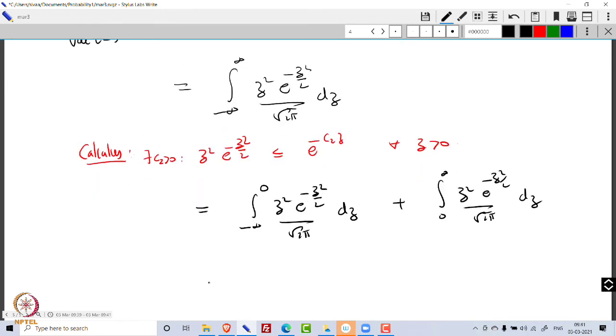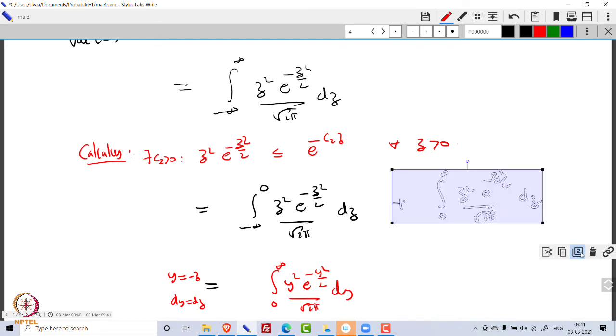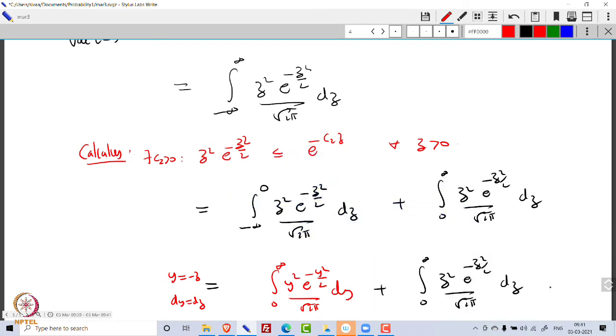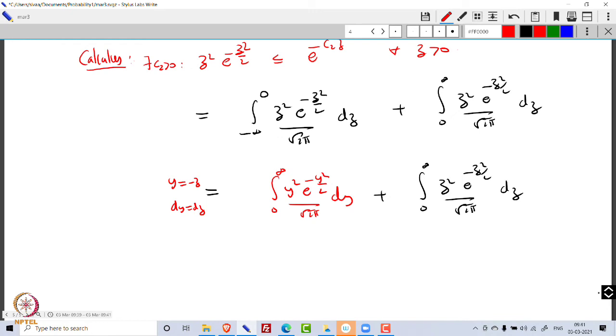I do a change of variable again. I do y equal to minus z and dy equal to dz. So then if I do it correctly, this is just the same as 0 to infinity of y squared e to the minus y squared by 2 over root 2 pi dy, and this one hangs around as it is. Very nice. So now once I have this, the two integrals are the same. So I write it as twice the integral from 0 to infinity of z squared e to the minus z squared by 2 over root 2 pi.